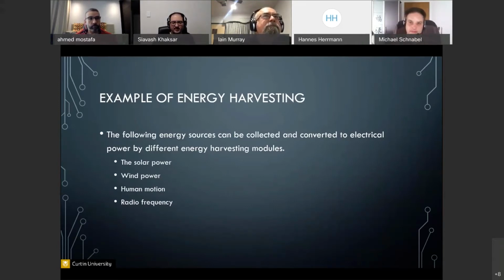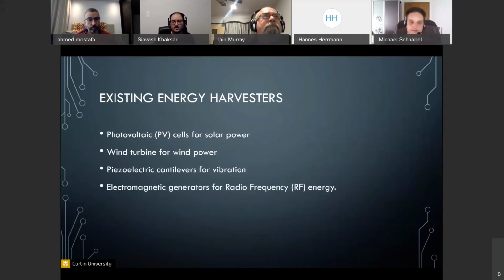And so examples of energy harvesting are solar power, wind power, human motion, and radio frequency. We'll show you examples of those in a bit. The existing energy harvesters are photovoltaic cells for solar power, wind turbines for wind power, piezoelectric cantilevers for vibration, and electromagnetic generators for radio frequency energy, or RF energy.